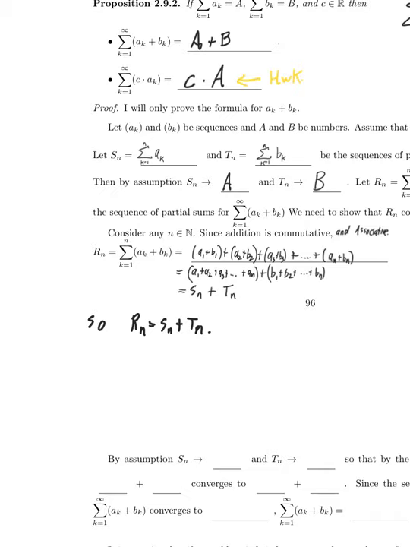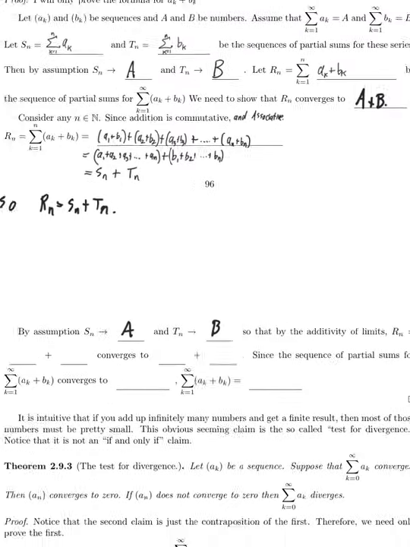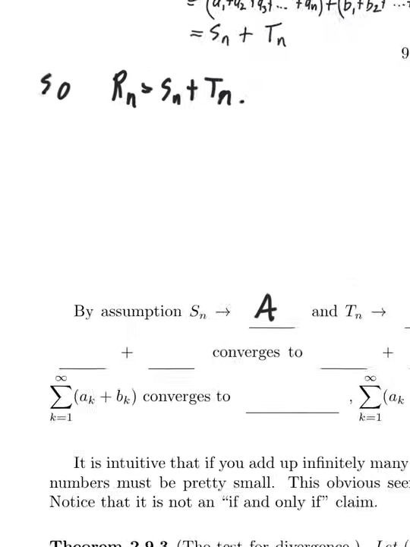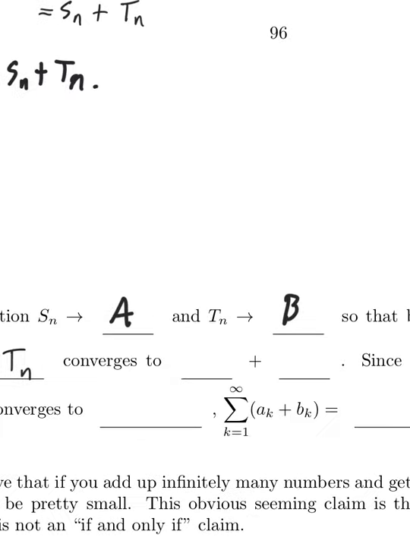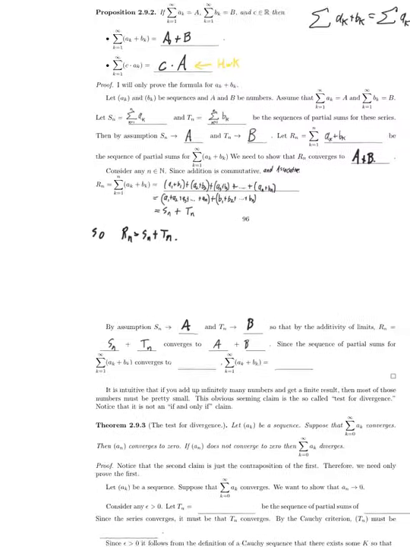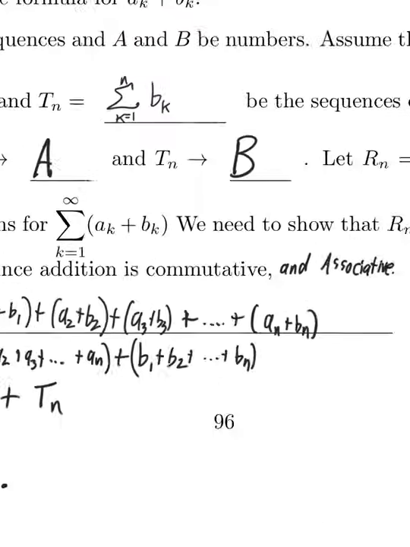Now, by assumption, S_n converges to A, T_n converges to B. So by the additivity of limits, R_n, which is equal to S_n plus T_n, will converge to A plus B. Oh, hey, that's exactly what I wanted. I wanted to show that R_n converges to A plus B. There should be a period right here.